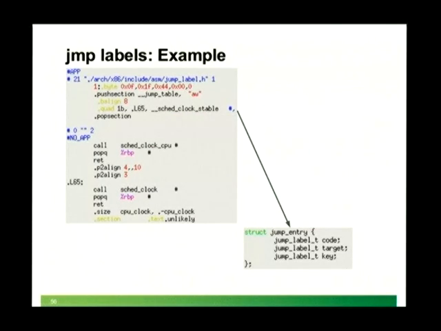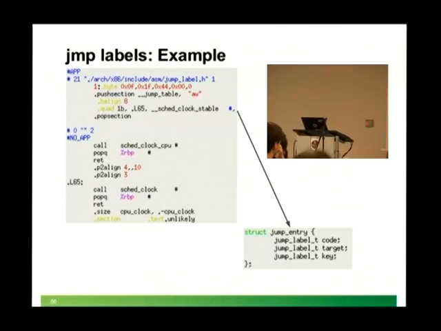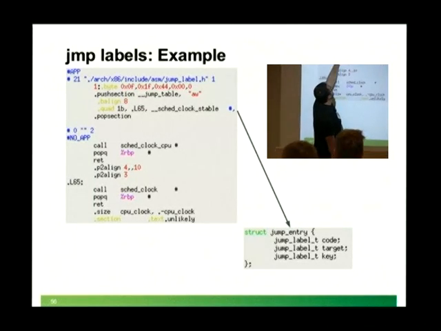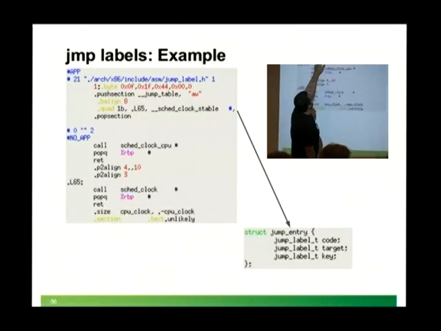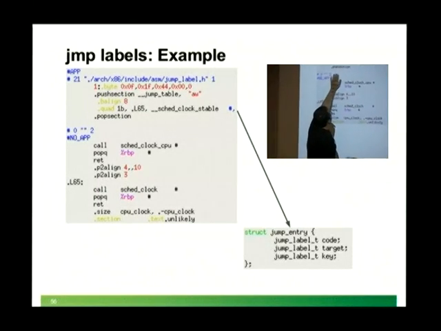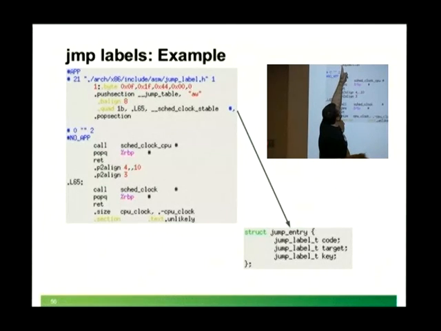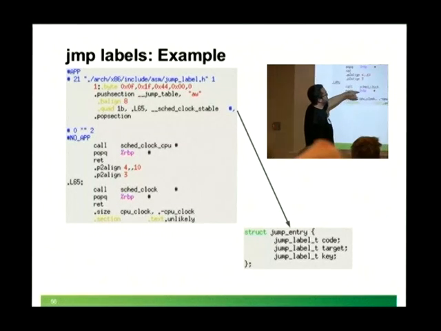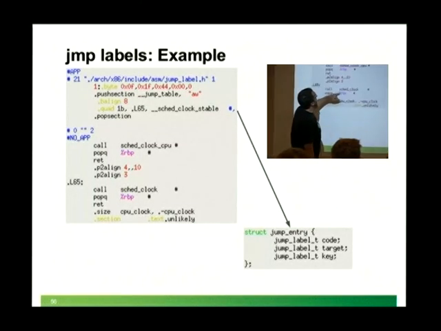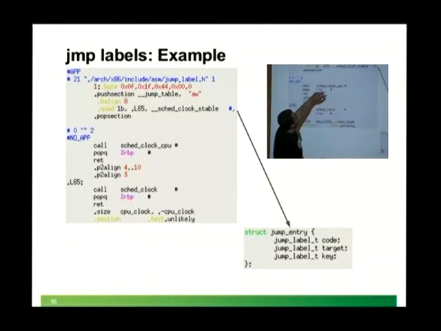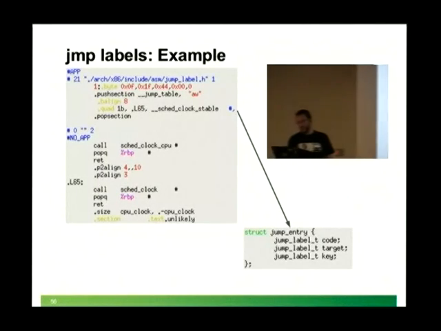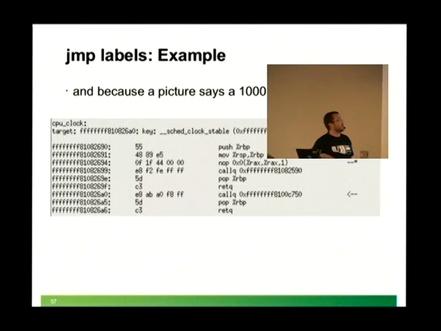Right, and in a similar way with the alternatives and the exception tables, there's also something called a jump entry, and these are those three values. This is the address of the NOP when you want to replace it. This is the label of sched_clock, which is the unlikely path, and this is the name of the key. The jump label. And this is what my tool dumps.